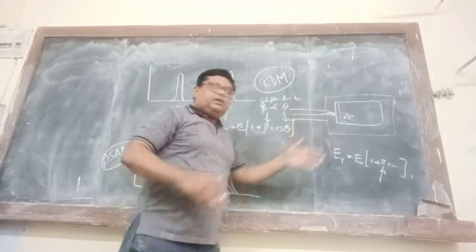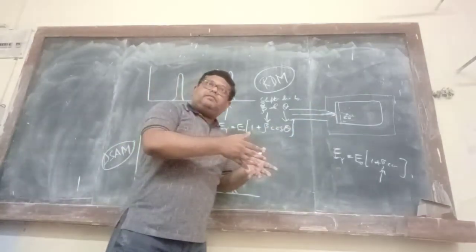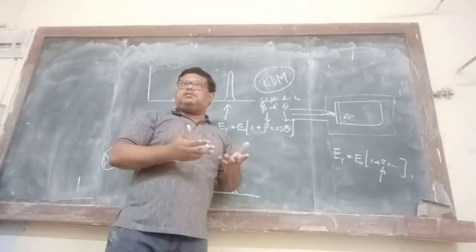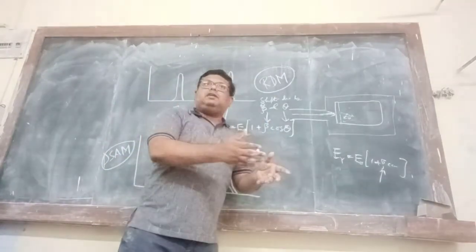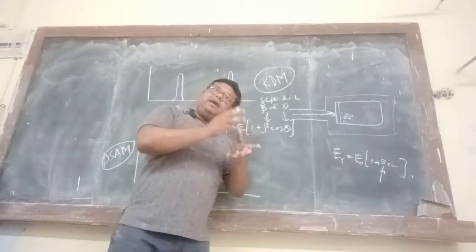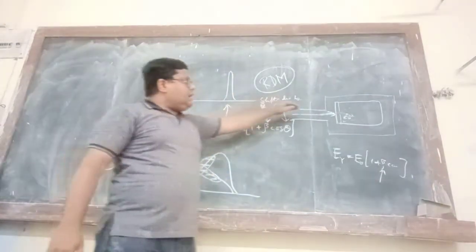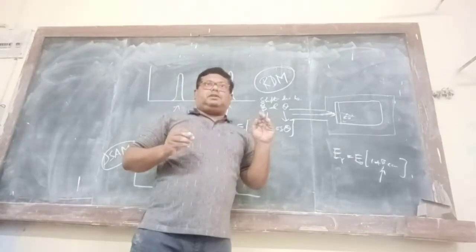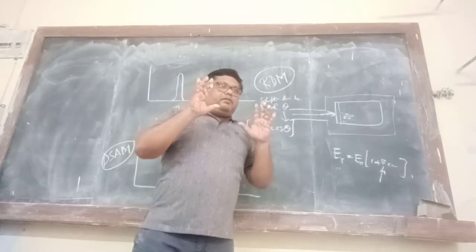The recoiling nucleus is slowly moving in the medium, colliding, and if we know the physics of these collisions, how it is moving, how it is slowing down, then from the characteristic slowing down time, we can find out the level lifetime of the nucleus from which the gamma ray is emitted. This is the actual principle.